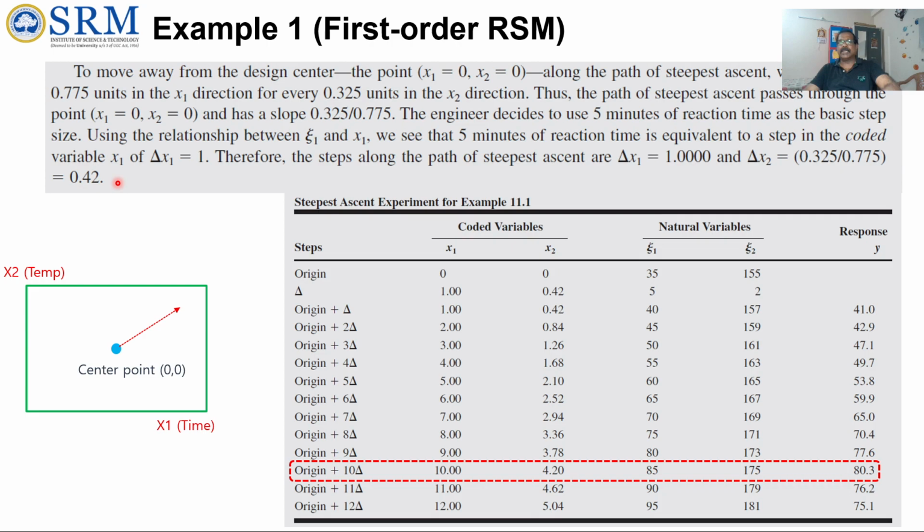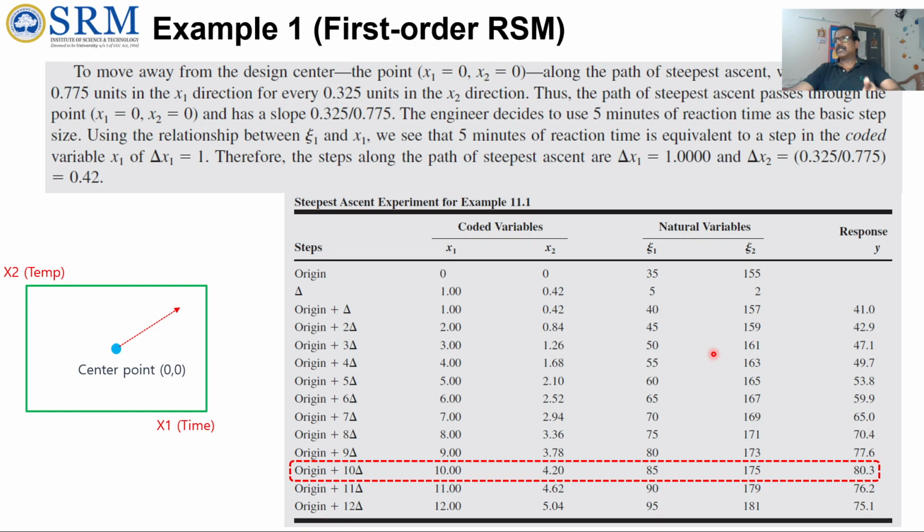So those are the step values. Step values we understood from this delta 1, delta 2. The initial condition is 35 and 155. If we add the step, it will be 40 and 157, and here we are increasing by 2 times the step: 45 and 159, 50 and 161, 55 and 163, and so on.